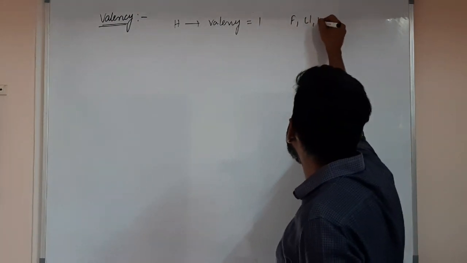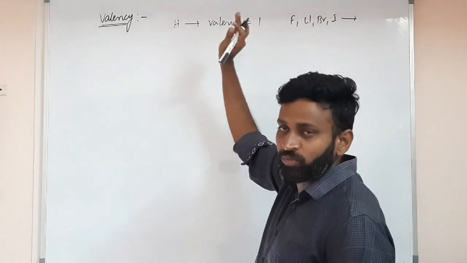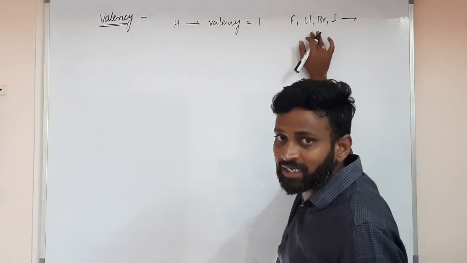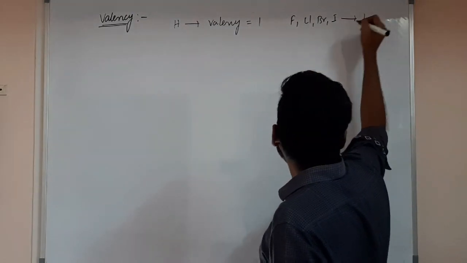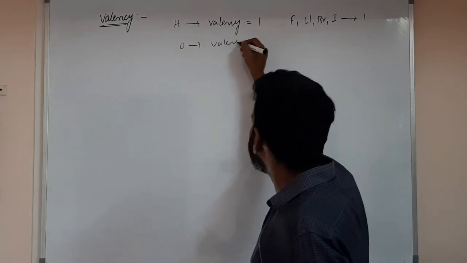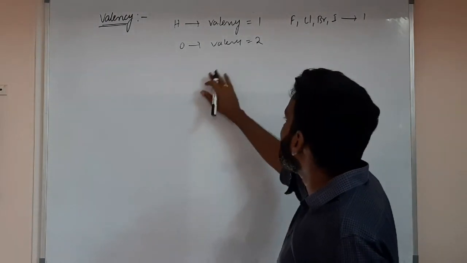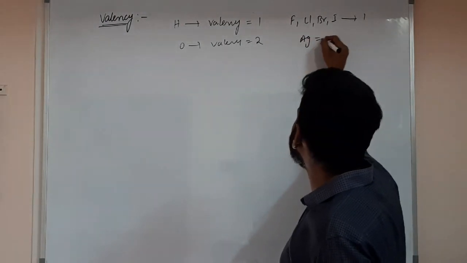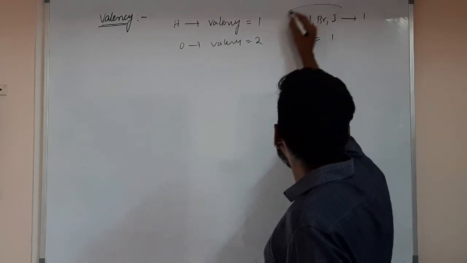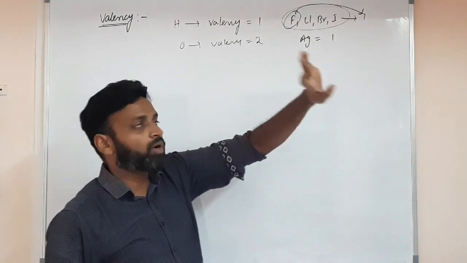Halogen means fluorine, chlorine, bromine, iodine. Actually, with fluorine or with chlorine, few people will say, but if these are terminal atoms, this can generally form 1. So halogens have valency 1. Hydrogen and oxygen valency we take 2, like this, and silver valency is always 1. These have different valencies, but fluorine is always 1. Fluorine is always 1 valency.